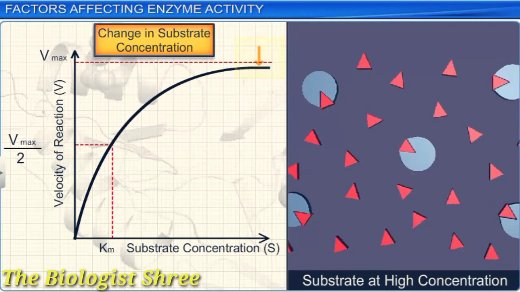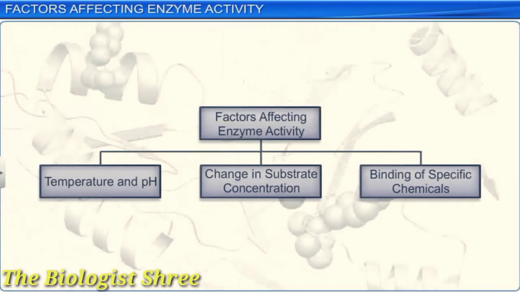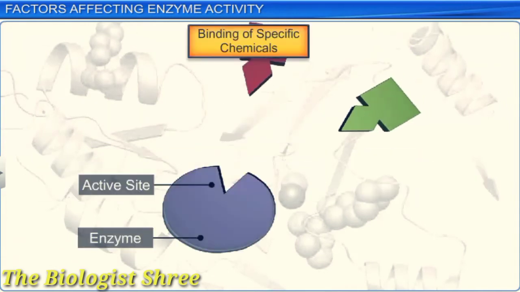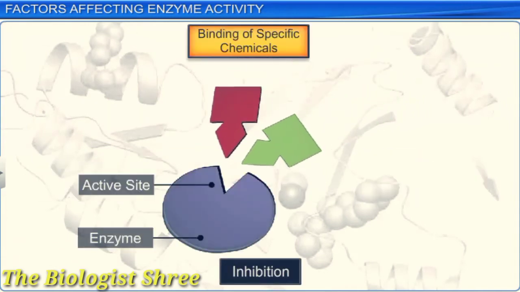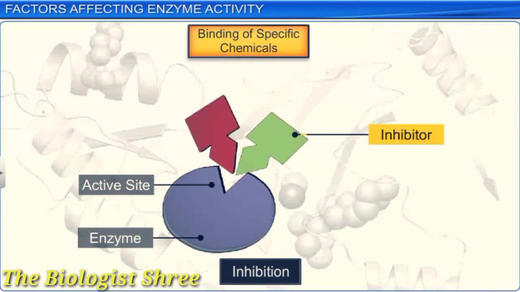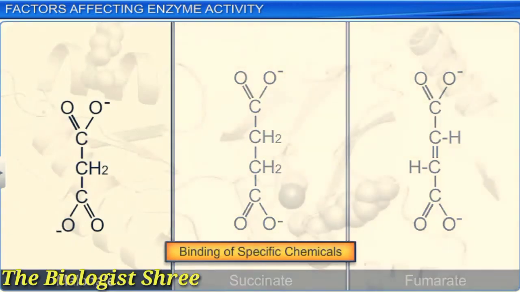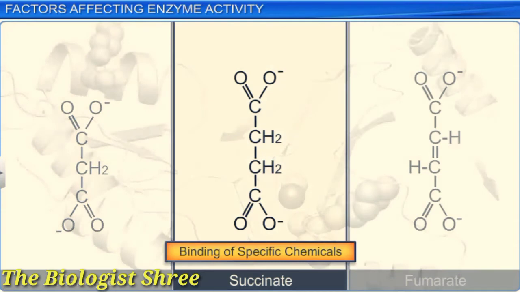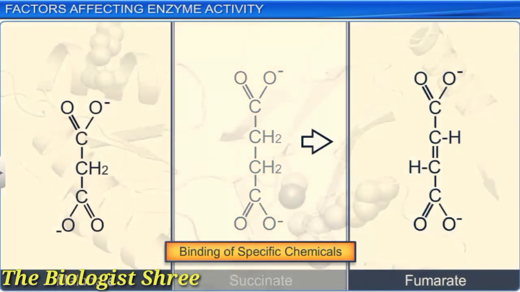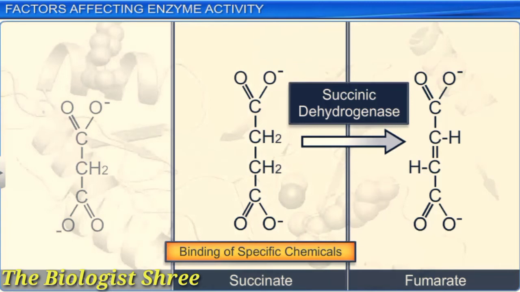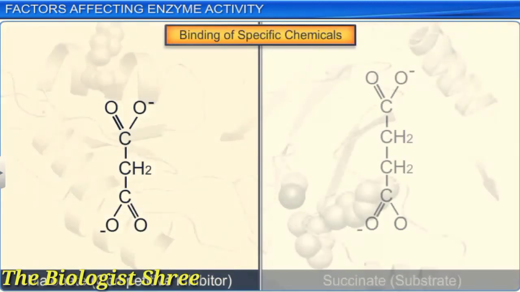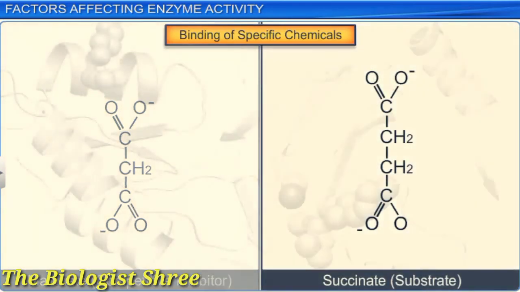The third factor that shuts off enzyme activity is the binding of a certain chemical. This process is called inhibition, and the chemical that induces it is called an inhibitor. For example, malonate is a competitive inhibitor of succinate, which gets converted to fumarate in the presence of succinic dehydrogenase. Sometimes the molecular structure of the inhibitor closely resembles that of a substrate. Such an inhibitor is known as a competitive inhibitor, and it impacts the activity of the enzyme.